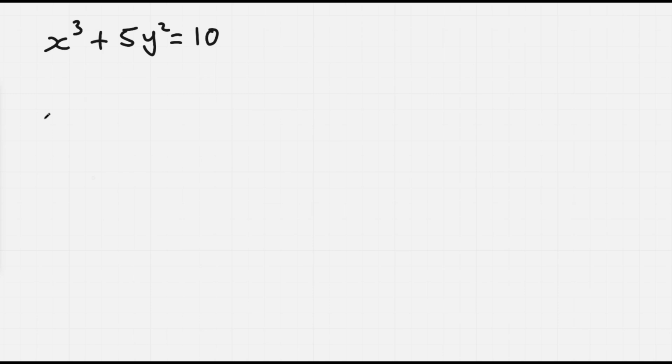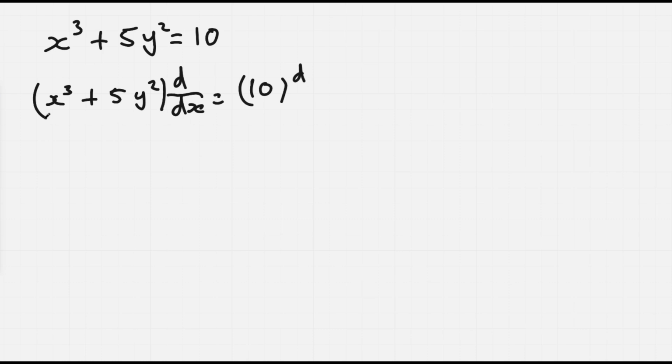So how does that work? Well, say I want to take the derivative of both sides. I'm going to have x cubed plus 5y squared, d over dx, is equal to 10, d over dx. I'm differentiating both sides with respect to x. I could do the same for y, differentiate both sides with respect to y.